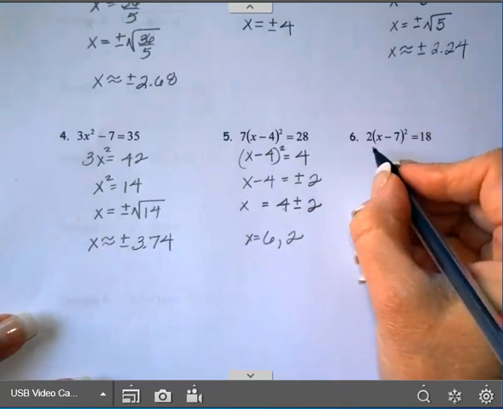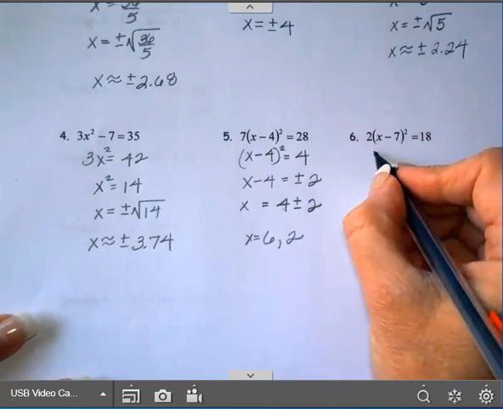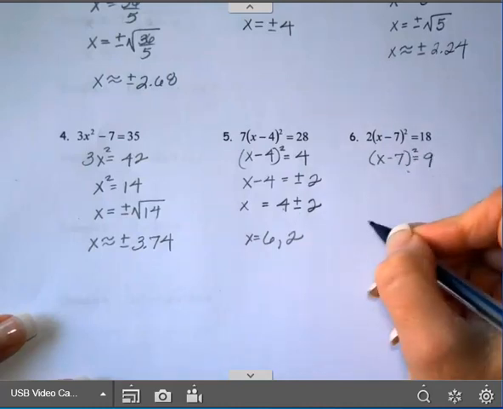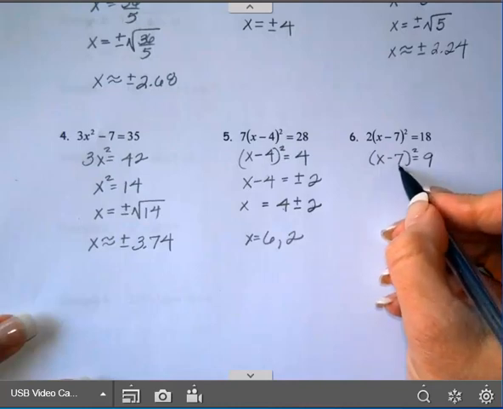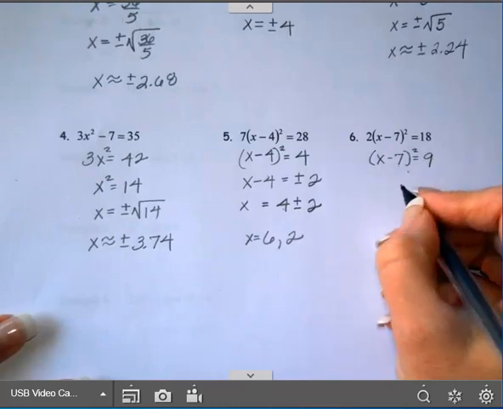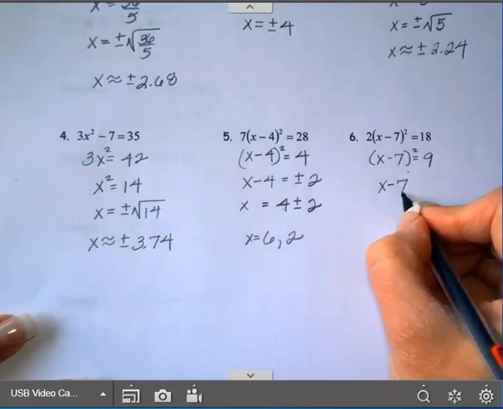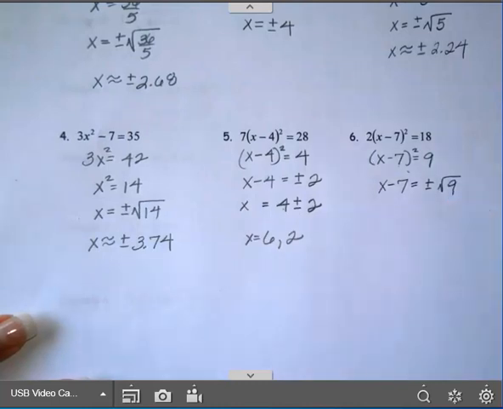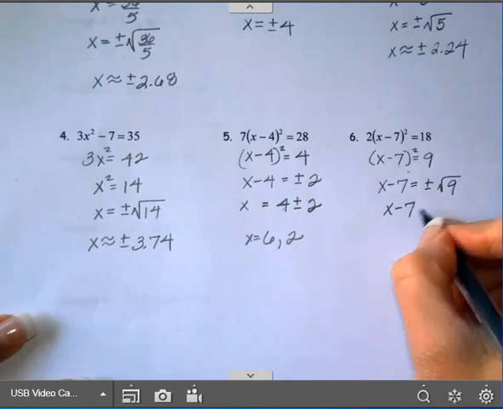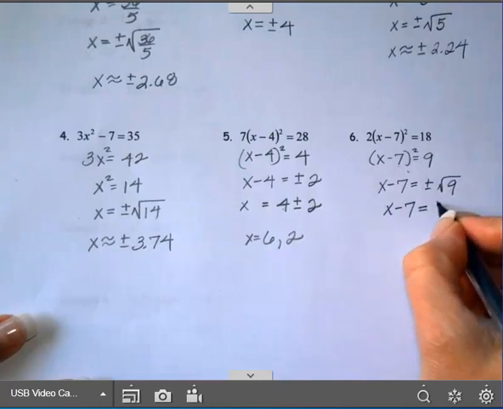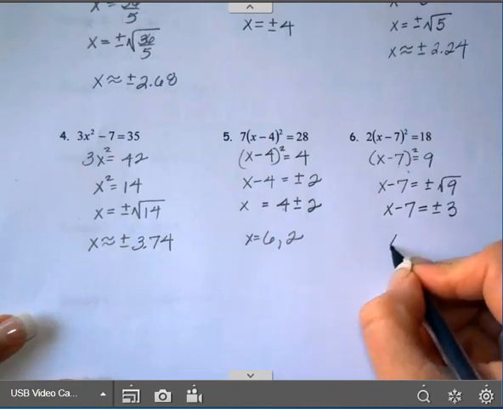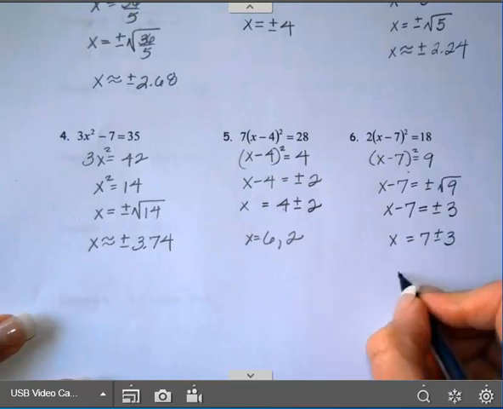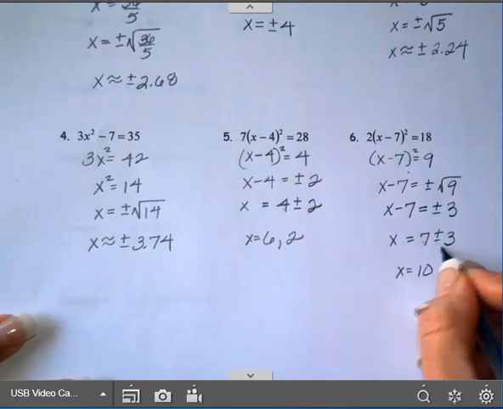Last example, get your square term by itself. So I'm going to divide both sides by 2. I cannot add 7 because that's in parentheses and squared. So to undo the square, I'm going to use the square root. So x minus 7 is equal to plus or minus the square root of 9. So x minus 7 is going to equal plus or minus 3. Add 7 to both sides. 7 plus 3 is 10. 7 minus 3 is 4.